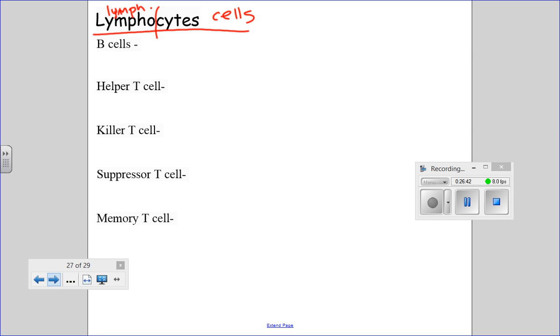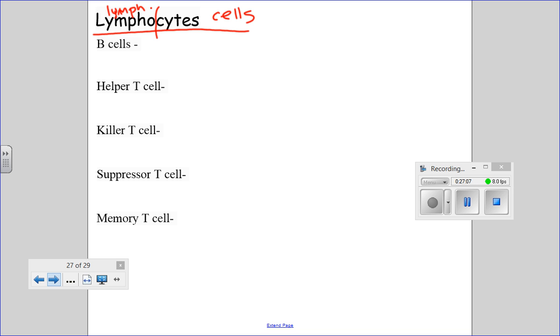But there are 5 types of lymphocytes. So rather than repeat the word lymphocyte every time, I put what was different. So I have B lymphocytes, helper T lymphocytes, killer T lymphocytes, suppressor T lymphocytes, and memory T lymphocytes. All of these are called lymphocytes.